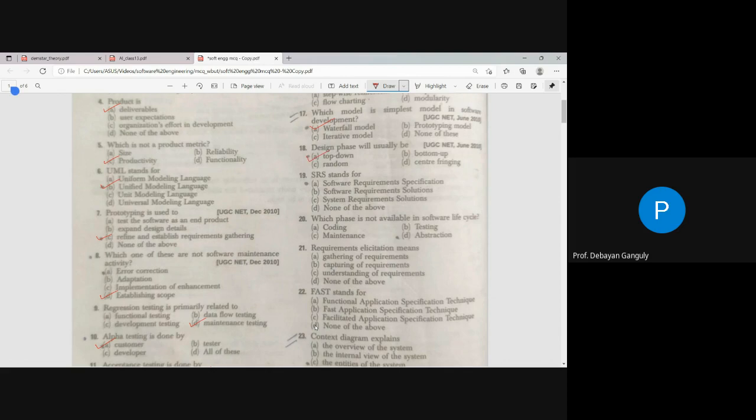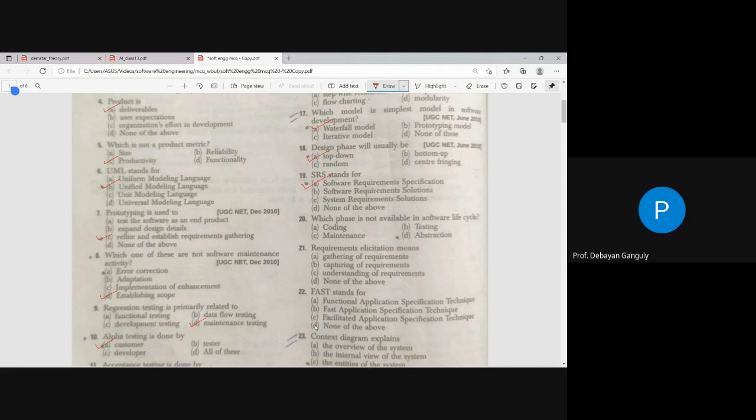SRS, that is one of the important requirements. That is nothing but Software Requirement Specification. There are some characteristics of the SRS like correctness. You will just see and you will understand the thing. That is one of the important SRS.